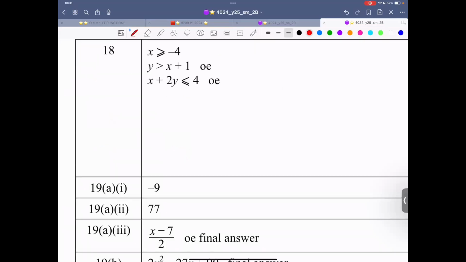So let's double check. x is greater than or equal to -4. And then the green line has a negative gradient. Now they have written it in this form. No issue. Just focus on this. They have got rid of the fraction. That's not our headache. And this is y is greater. That is the answer.